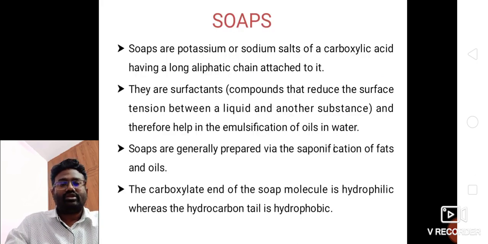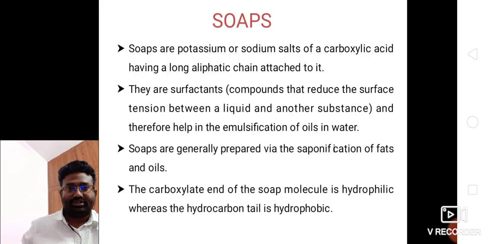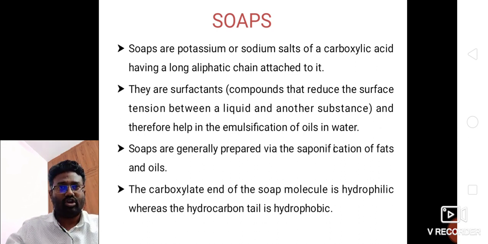Now we will discuss the topic of soaps and detergents. Soaps are sodium or potassium salts of several combinations of fatty acids and have a cleansing action in combination with water. They consist of several fats and oils, and they are surfactant compounds that reduce the surface tension between a liquid and another substance and therefore help in emulsification of oils in water.